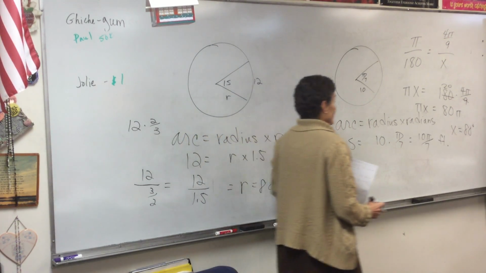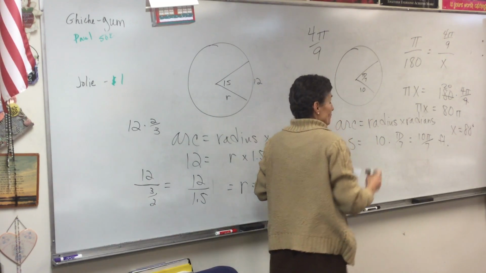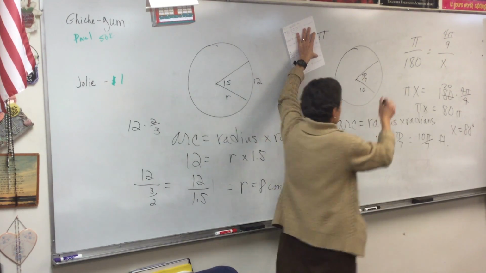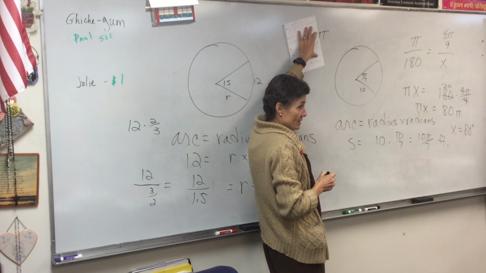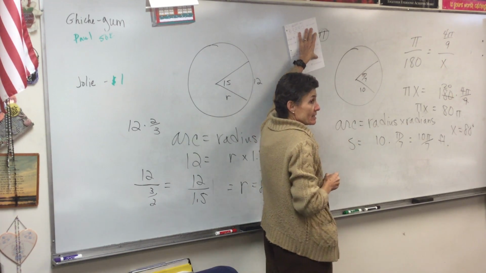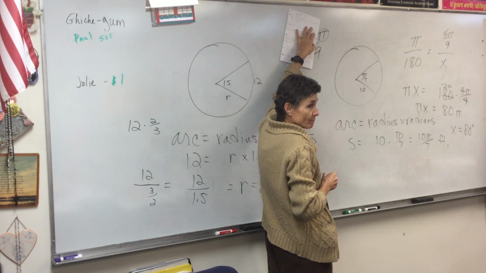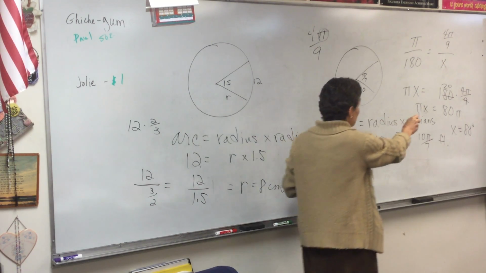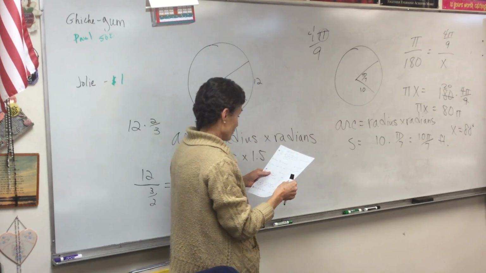Now, you can shortcut that if you want to. You had 4 pi over 9 radians. Now, what do we know about pi radians? Pi radians is the same as 180 degrees. So that is like 180 degrees. What is 1/9 of 180? 20 times 4 is 80. So you can do the problem that way too if you want to.